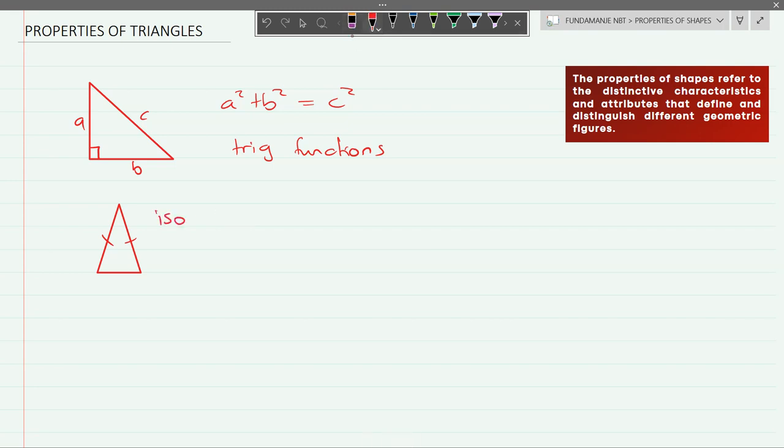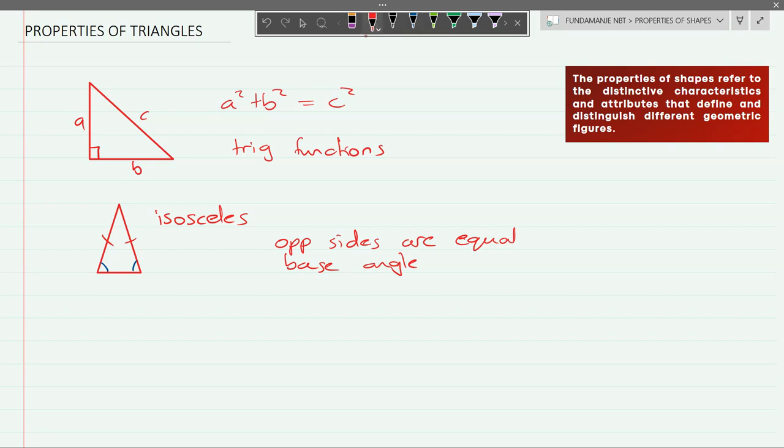This is the isosceles triangle, and it's governed by the principle that the opposite adjacent sides are equal, and base angles are equal. So the angles here will be equal to each other, and maybe we can highlight that with a different color, so these two angles will be equal. This is an isosceles triangle.